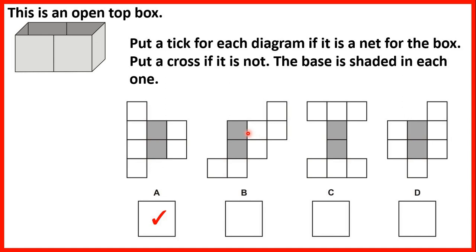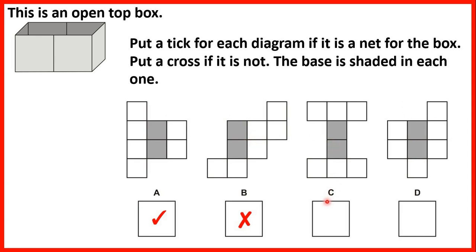But if we look at this diagram, we can see that this square here will fold up, and when this square has folded up, this square will be able to fold around and cover this edge. This square will fold up, this square will fold up, but when this square folds up, this square here will fold over the top, and we want an open top box. The other problem here is that this edge won't have anything covering it, so this diagram is not the net for an open top box.